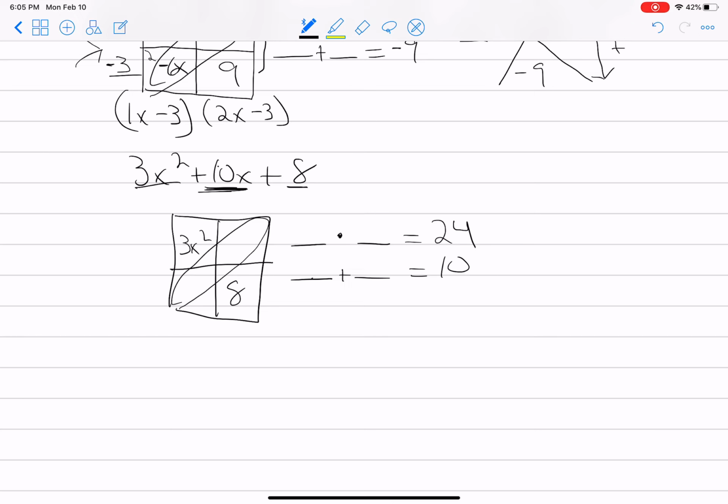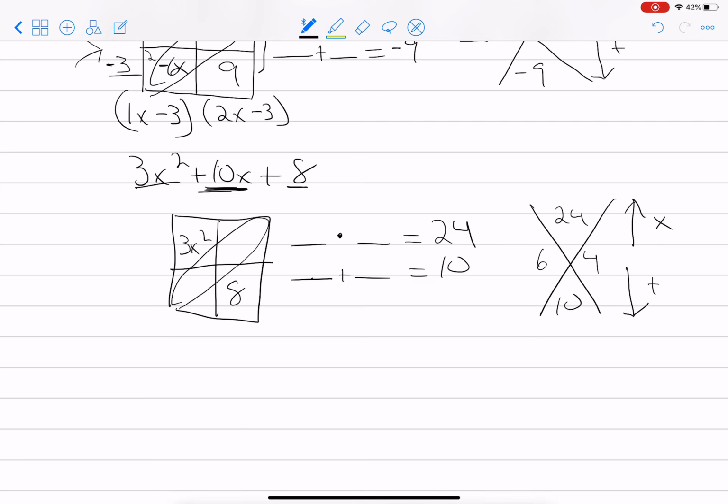You're halfway there. So now I got to do this little number puzzle, and I say, okay, they're going to multiply to get 24. I need two numbers that are going to add to get 10. Why don't you figure out what those two numbers are? Well, 8 times 3 is 24, but 8 plus 3 is not 10. 6 times 4 is 24, and 6 plus 4 is 10.